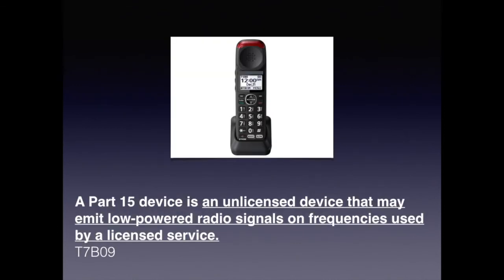And sometimes we purchase electronics that are inexpensive, and they're inexpensive for a reason. The corners are cut, and they don't always perform as we really hope. For the exam, know that a Part 15 device is an unlicensed device that may emit low-powered radio signals on frequencies used by licensed services. So your next-door neighbor's telephone may interfere with your reception or transmission.